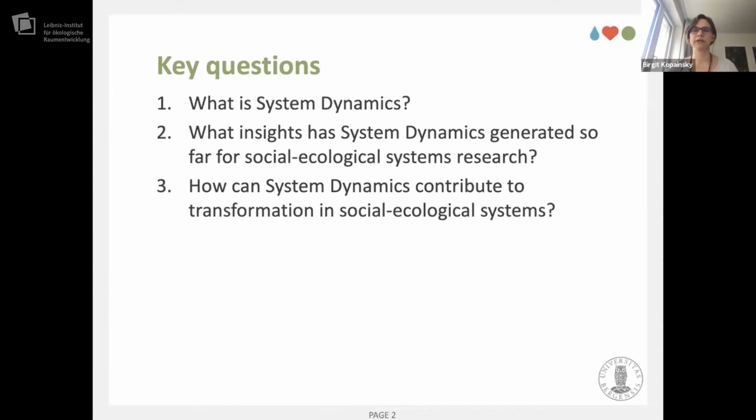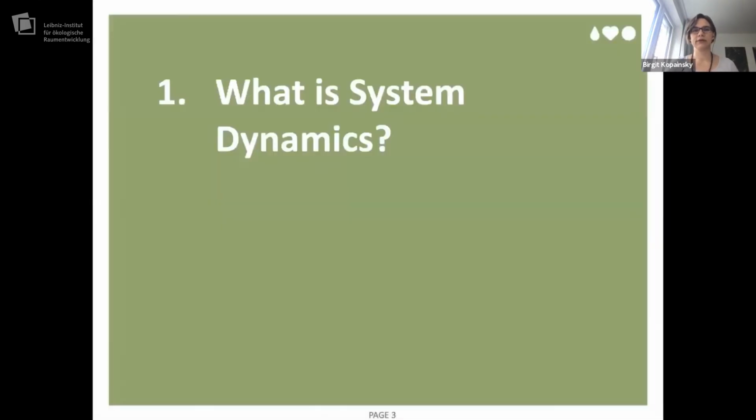So we will spend the majority of our time on the actual application on the 2 case studies, and then take these 2 case studies to talk about question 3, how can system dynamics contribute to transformation in social ecological systems? So let me start with giving you a quick overview of what system dynamics is.